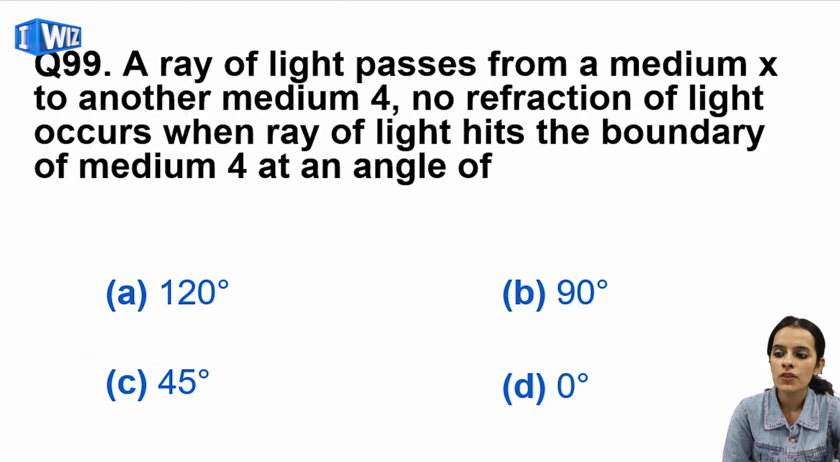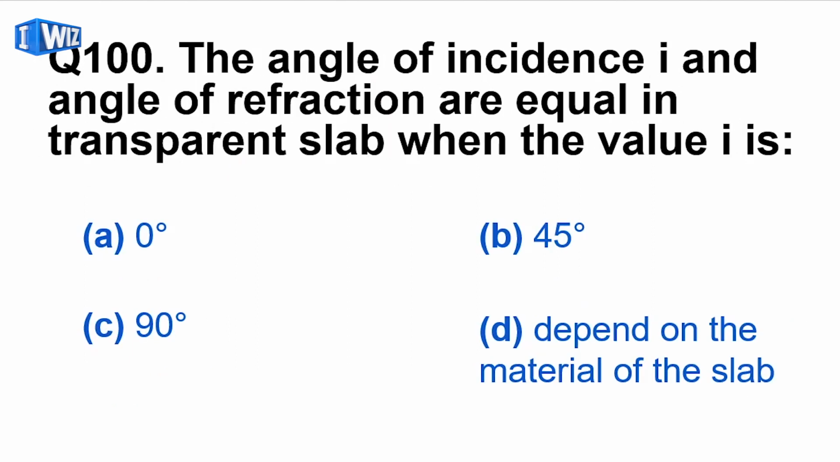Next, a ray of light passes from a medium X to another medium, that is Y. No refraction of light occurs when a ray of light hits the boundary of the medium Y at an angle of, I think we have done more of these questions previously as well. So you can easily answer me what is the right option where there is no refraction. A is 120, B is 90 degree, C is 45 degree, D is 0 degree. So the right option is 0 degree.